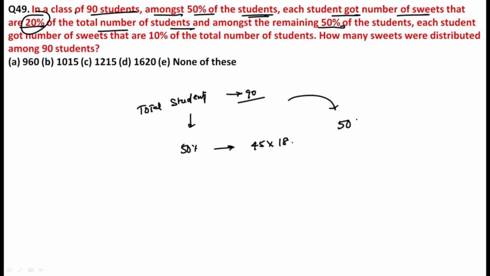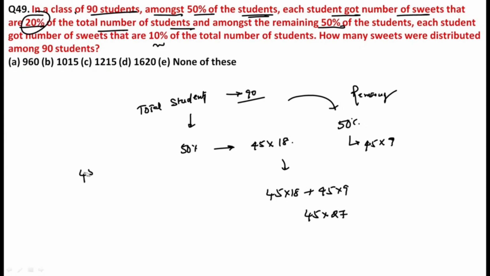And the remaining 50% means the remaining 45 persons. They each got 10% of the total value, which is 9. Now the total number of chocolates here is 45 into 18, and the same way 45 into 9. 45 is common, and 18 plus 9 is equal to 27. Just find the value. Now you already know the 2-digit multiplication, guys. I want to repeat one thing: A is multiplied with C, AD plus BC, whatever the carry forward, you carry forward to the next number, and finally BD.